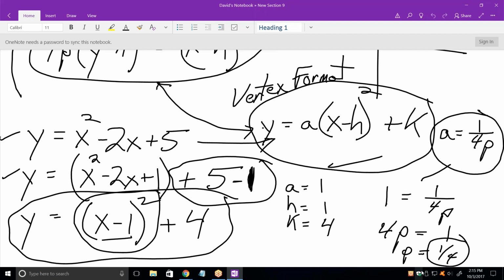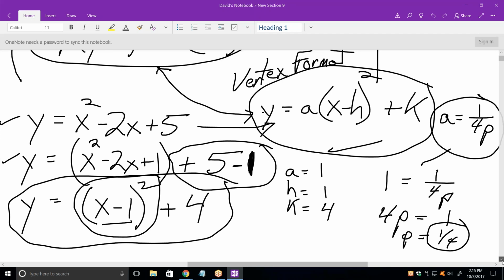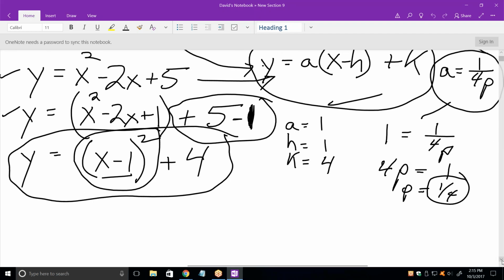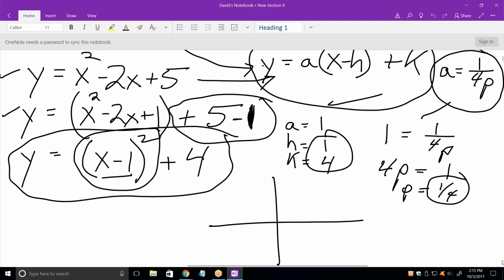In other words, if I were to graph this, pretty easy to graph a parabola when you start with the vertex. The vertex is at 1,4 right there. I know it goes up because A is positive, so it's a parabola that looks like that. Furthermore, I know there's a focal point right there that is 1/4 higher. In other words, the coordinates on that point are 1, 4 1/4. That's where the focus is.